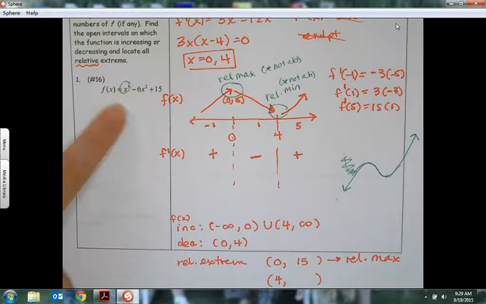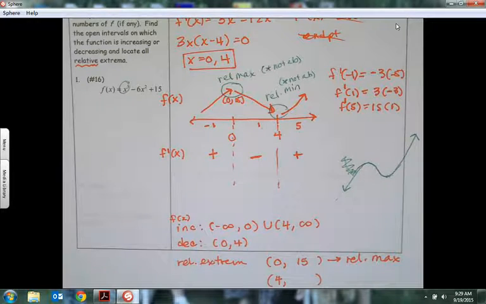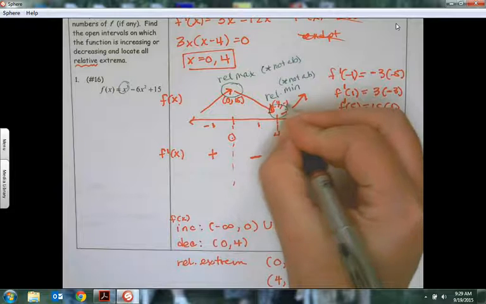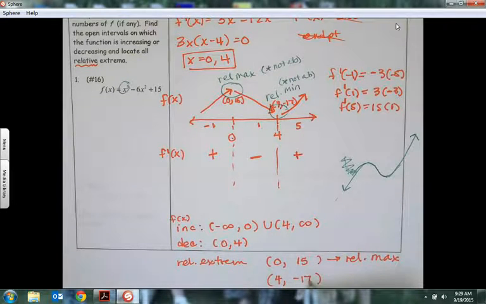Oh gosh, let's plug in 4. I'm going to cheat. I'm going to use my calculator. Okay, you can't do this on the test. You have to do the math by yourself. But let's see, 4 cubed minus 6 times 4 squared plus 15. So this would be at 4, negative 17. And that is a relative min.